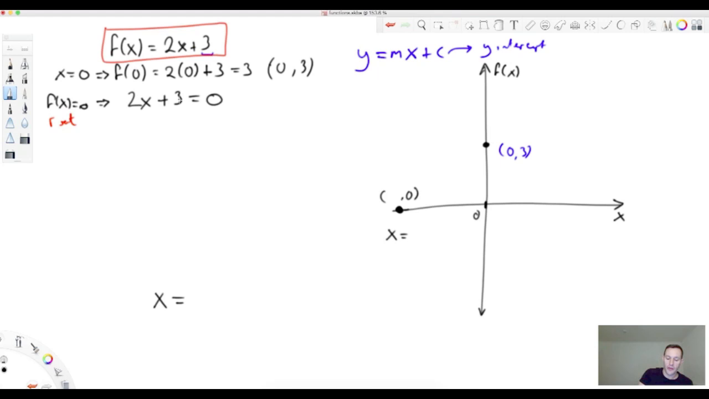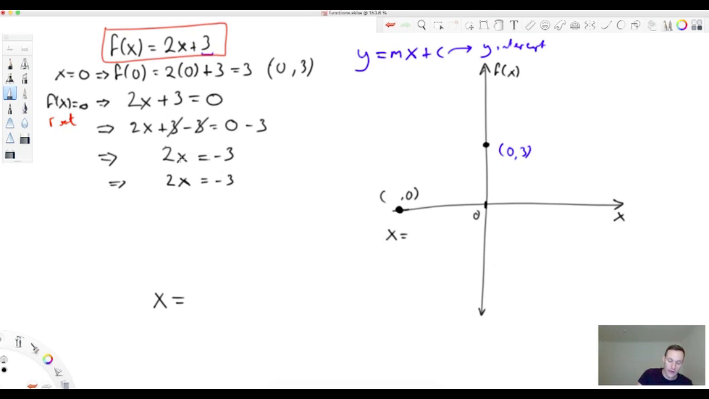So we can see here that the 3 is adding, so in order to get rid of the 3, we'd have to subtract a 3. And remember, in an equation, we have to subtract that 3 from both sides. Now we have a 3 minus a 3 on the left-hand side, so they just cancel out. So we have, implies, 2x is equal to minus 3.